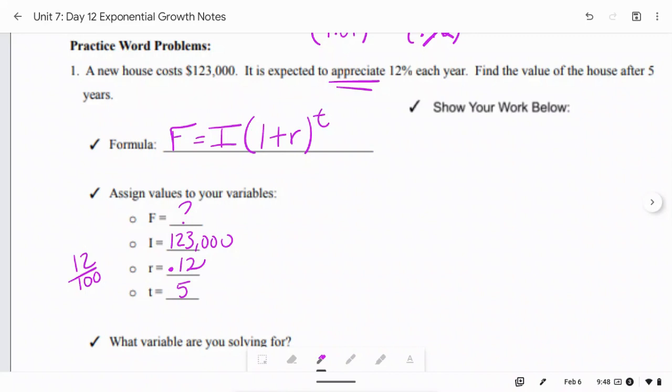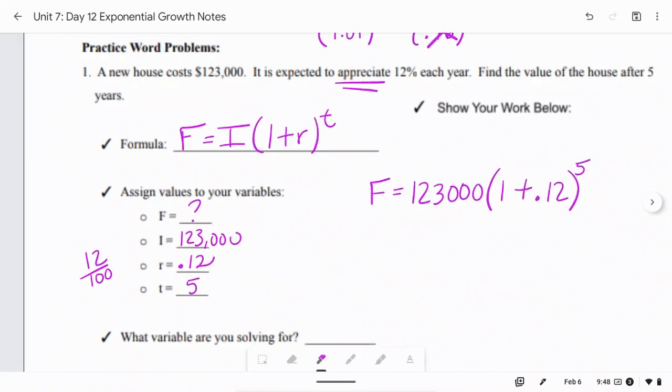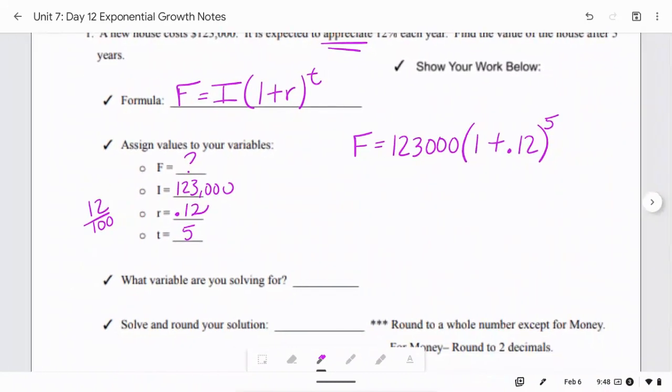So now we're going to substitute all of those values into our equation. You're going to have F equals 123,000 parenthesis 1 plus 0.12 to the 5th power. The next blank says, what variable are you solving for? We're solving for F, which stands for the final amount.